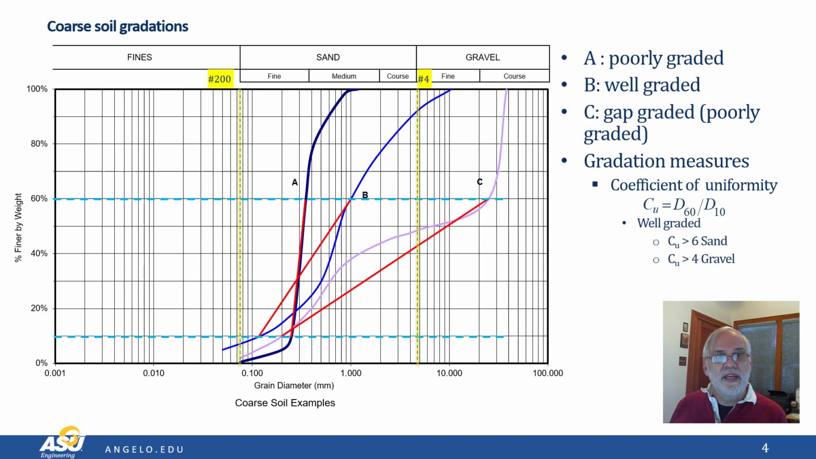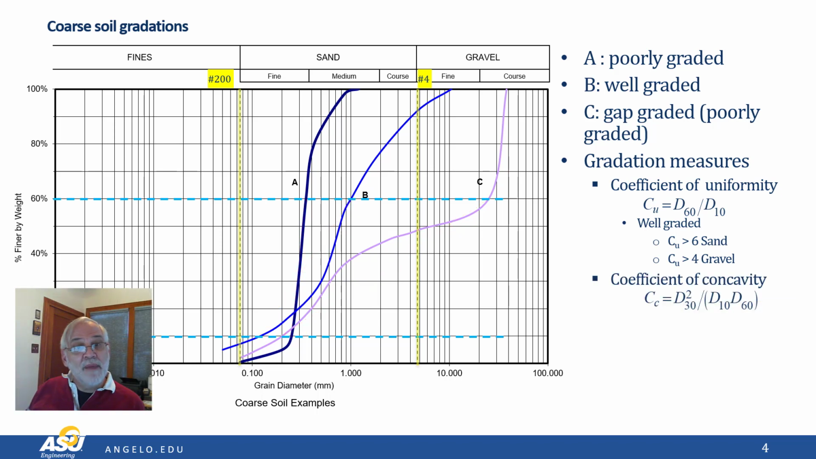ASTM Standard D2487 specifies minimum values required for a soil to be classified as well graded. For sands, C sub u must be greater than 6. For gravels, it must be greater than 4. If we use only the coefficient of uniformity to define being well graded, soil C would be well graded too. However, it's gap graded rather than well graded.